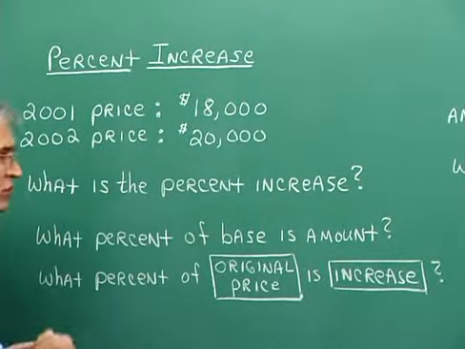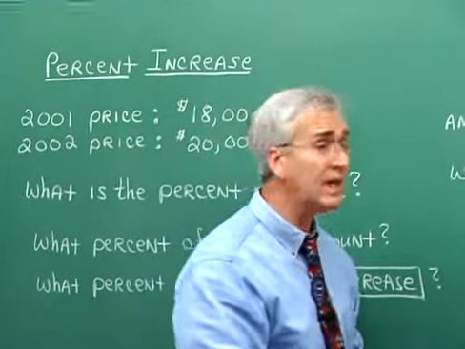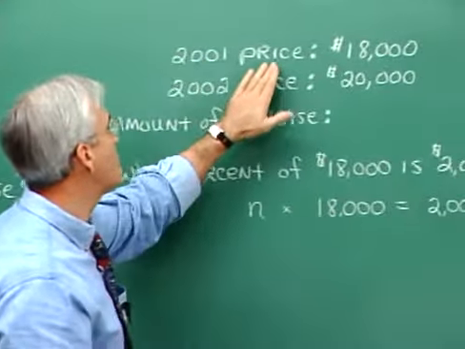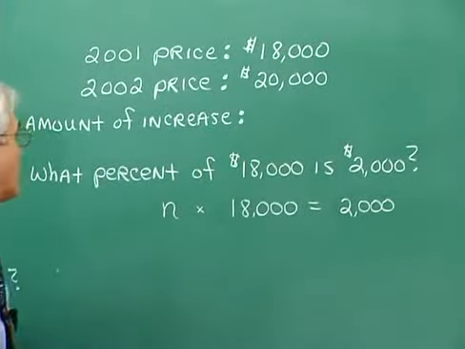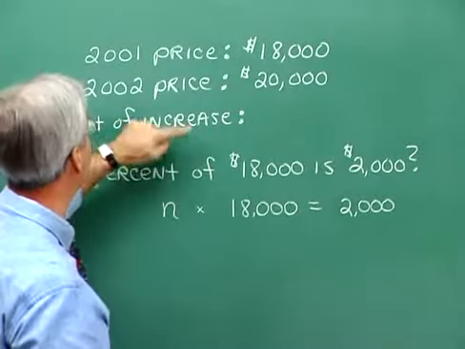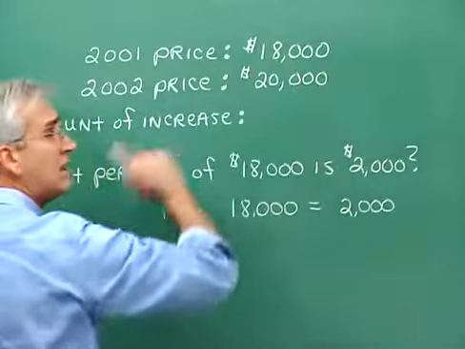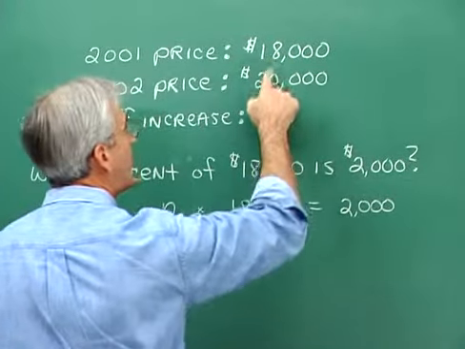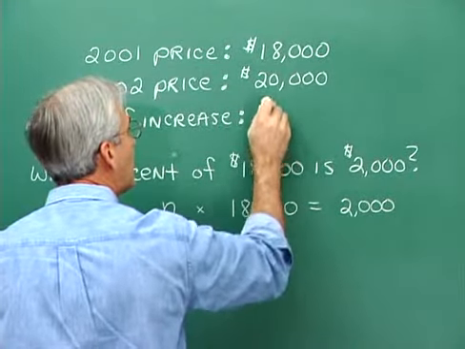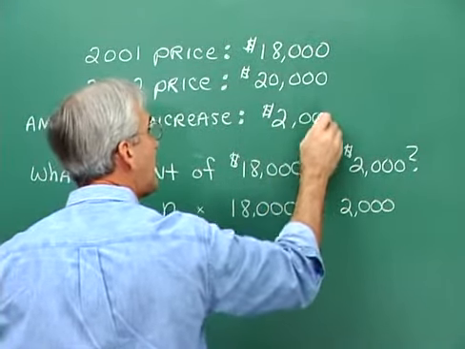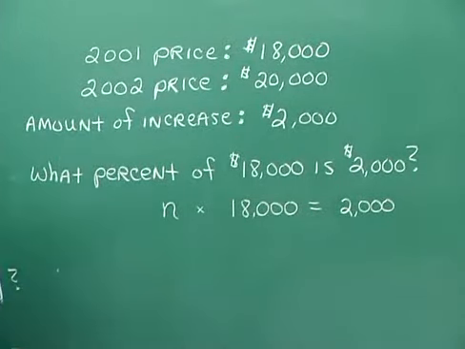Now, in this situation, we need to make the calculation for the amount of the increase, and we can do that pretty easily. Let's slide over here. The 2001 price, remember, was $18,000. The 2002 price was $20,000. The amount of the increase from 2001 to 2002 would be the difference between these two. So from $18,000 to $20,000, that's an increase of $2,000. So the amount of increase is $2,000, and we need that in our equation for the calculation of percent increase.